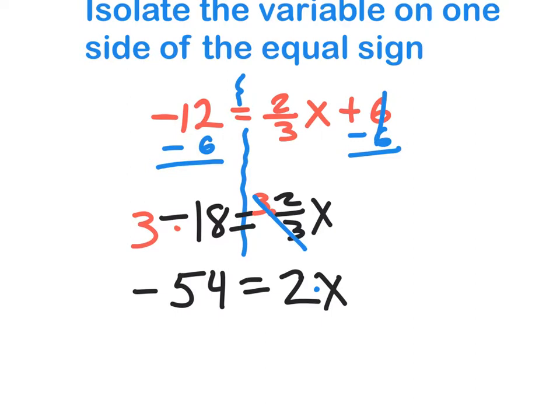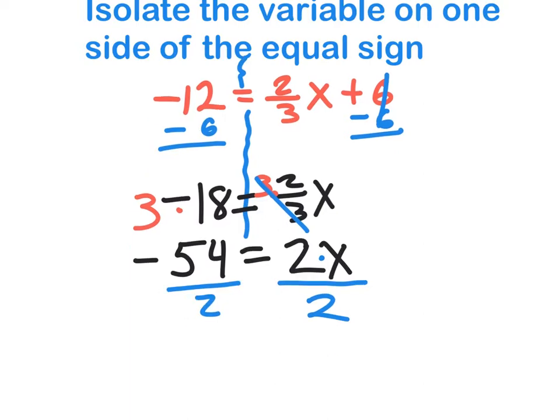I want to get rid of that multiplication by doing the opposite, which is dividing by that same value. So what I do to one side, I have to do to the other side to maintain the equality. Let me move this up, so now we have enough space here. The 2's cancel, the x comes down, the equal sign comes down, and negative 54 divided by 2 is negative 27. So this is our answer.